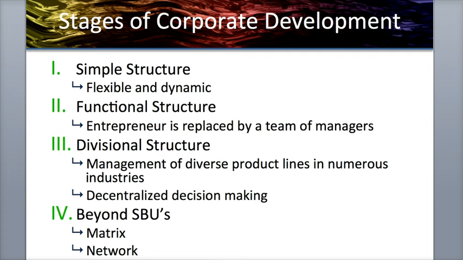Then as the company gets even bigger, it moves into the divisional structure, where managers are more focused on particular product lines. And there's a decentralization of decision-making. Decision-making isn't made so much at the very top level. It's brought back down to the managers at more divisional levels. And then beyond that, there could be SBUs, which are different business units. And these business units are going to have a different type of structure, like a matrix or a network structure, which is a little bit more complex. We'll go over that in a minute.